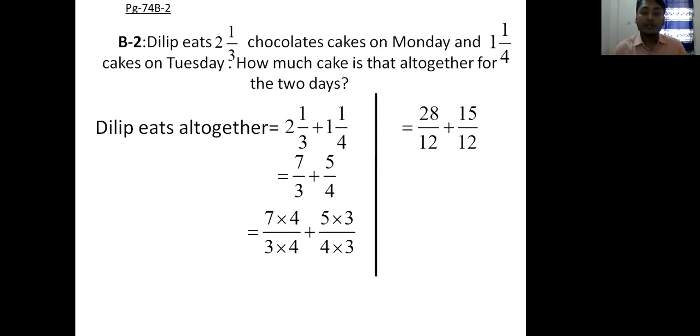Just we write here again. Now we got the same denominator, so we have to add the two numerators. 28 plus 15 equals 43. 43 by 12. So the upper one is bigger. We have to make it a mixed number again. 3 whole 7 by 12. After making the mixed number, we see that 7 by 12 cannot be divided by any other number. That's why that will be our answer. Okay, I hope that you understood.